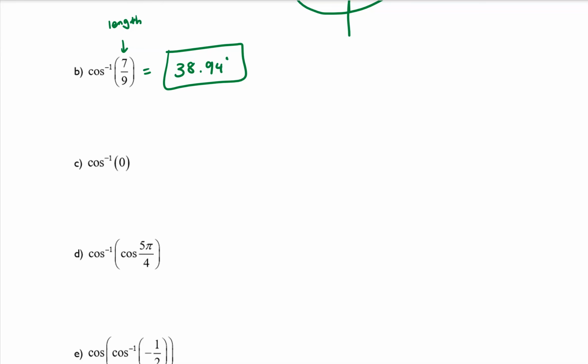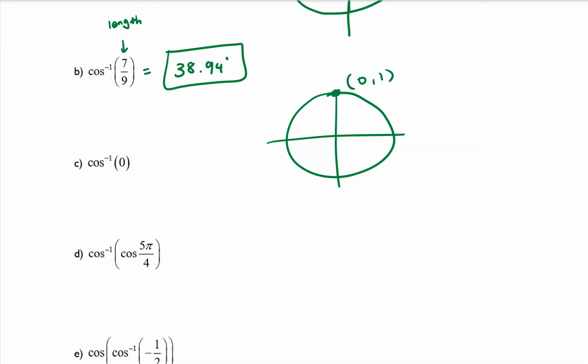Part C wants us to take cosine inverse of 0, so I'll draw my unit circle, and cosine in quadrant 1 and 2 is only going to be equal to 0 at one location, and that's going to be right here because that ordered pair is 0, 1, and the x-coordinate is 0. And so what is this angle here? Well, that's pi over 2, or 90 degrees.